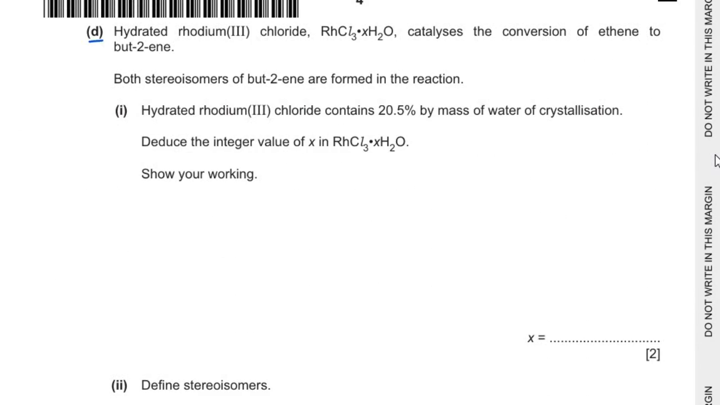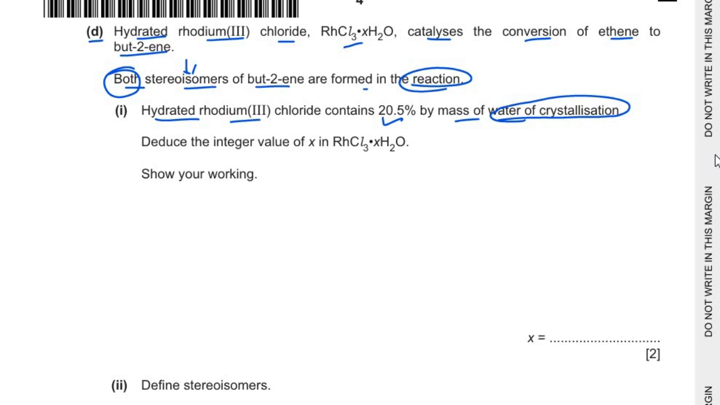Okay, part D: hydrated rhodium(III) chloride, given here, catalyzes the conversion of ethene to but-2-ene. Now both stereoisomers of but-2-ene are formed in the reaction. So remember, both these stereoisomers of but-2-ene are formed. Hydrated rhodium(III) chloride contains 20.5% by mass of water of crystallization, that is xH2O. Now deduce the integer value of x in this compound, rhodium(III) chloride hydrated.